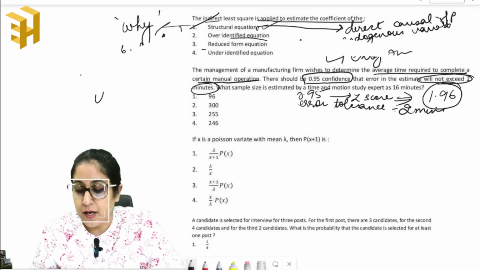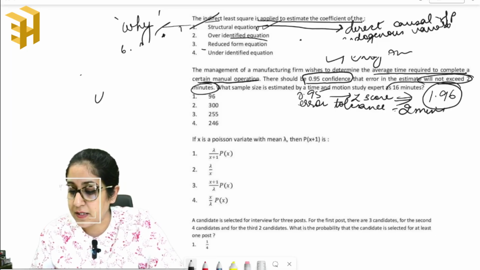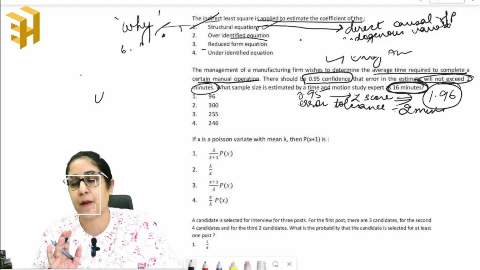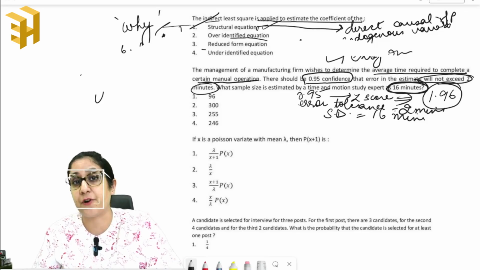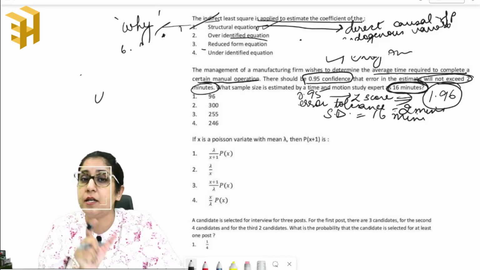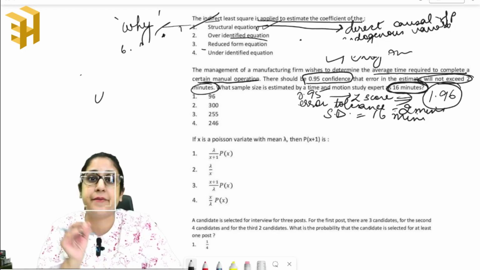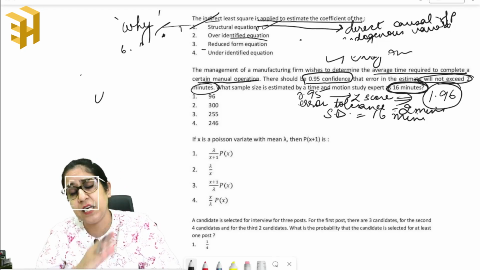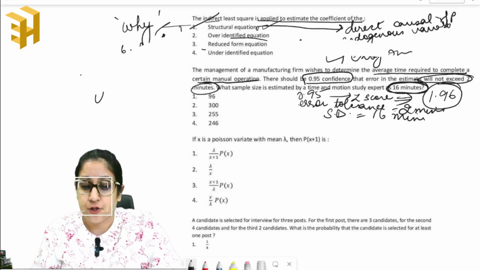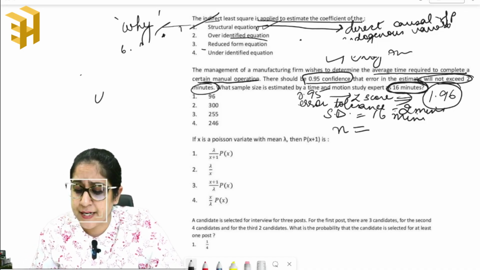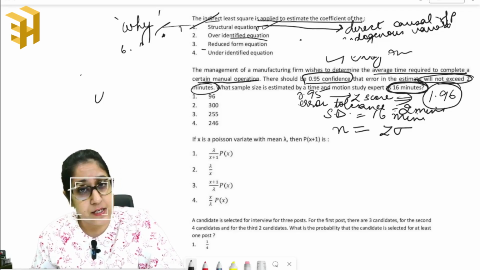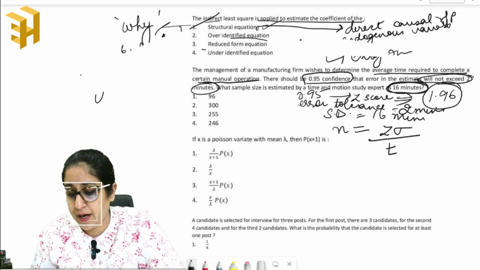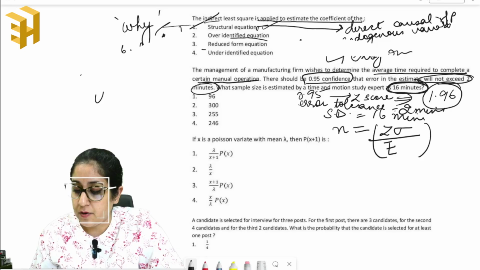Then the standard deviation is given as 16 minutes, within which the sample size can be estimated. Now there is a direct formula for it, and these formulae are clearly mentioned in the study material given by Economics Harbor. So you need to know these. What is the formula? It is n equals Z, your Z score, multiplied by the standard deviation divided by the error tolerance, the whole squared.